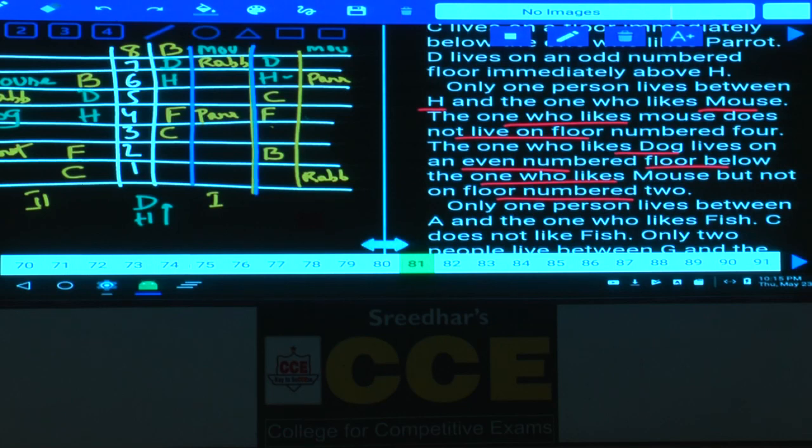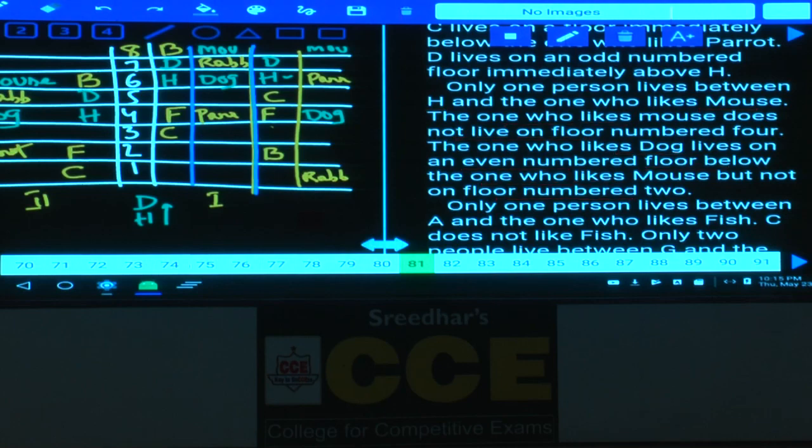And dog, even number floor, and below this one, but not on floor number 2. Hence, in this one, the one who likes dog must be on the 6th floor. Are you following this one or not? Now, in this one, the one who likes dog must be on the 4th floor. Done with this? But not on floor number 2.